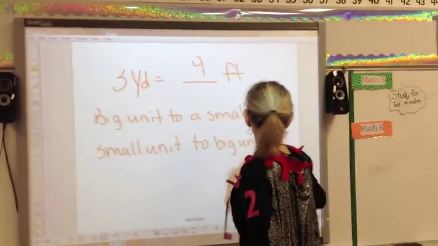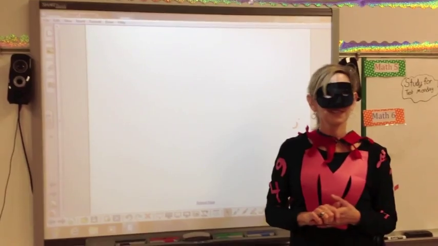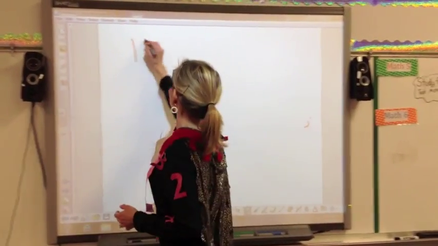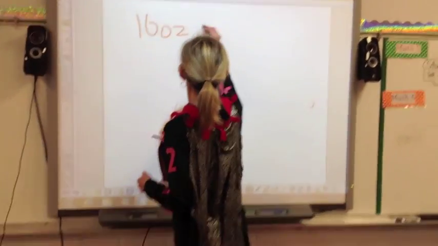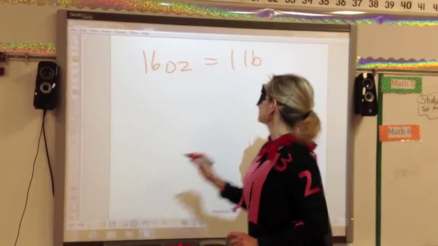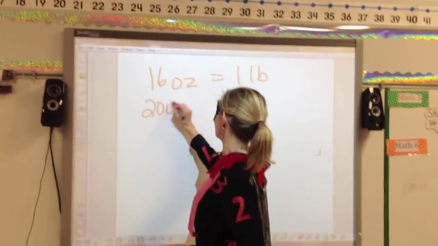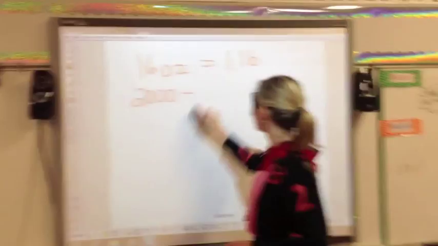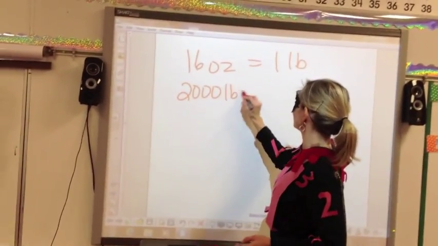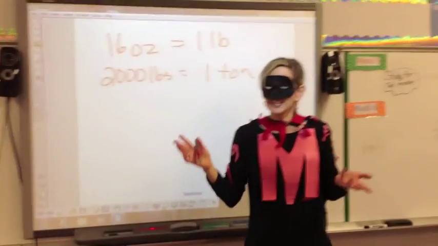Okay, so today we're going to do weight. Who remembers how many ounces are in a pound? 16, good. So 16 ounces equals 1 pound. And how many pounds are in a ton? 2,000, good. 2,000 pounds equals 1 ton.